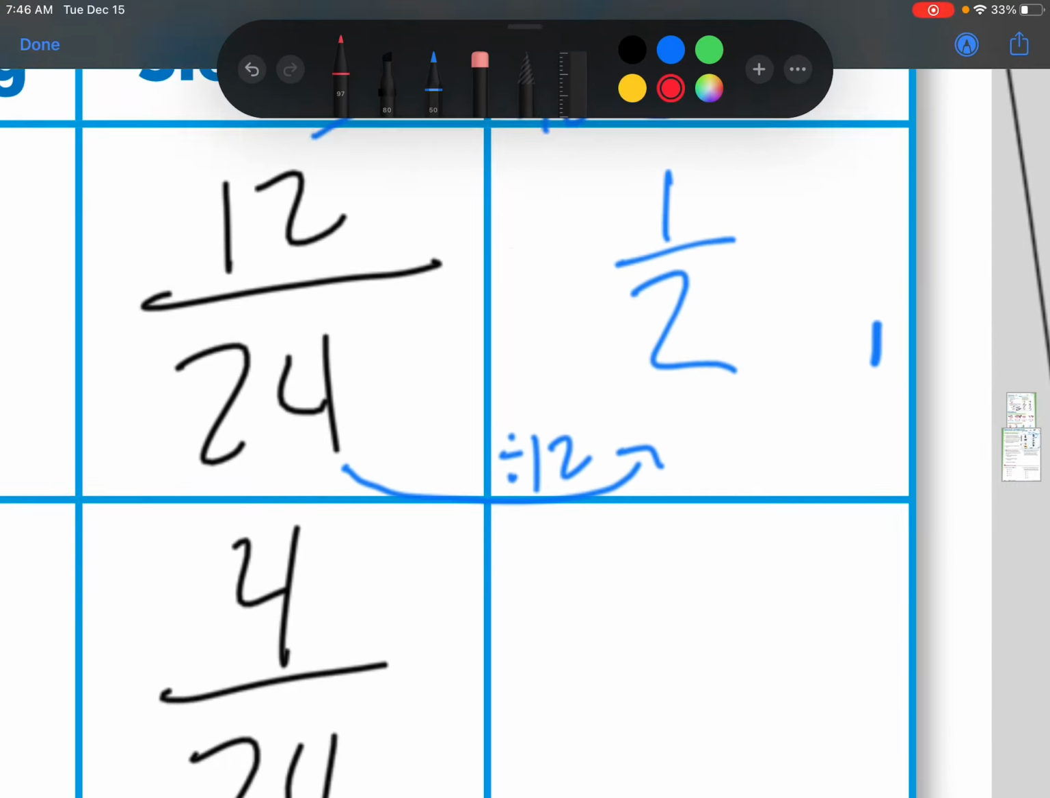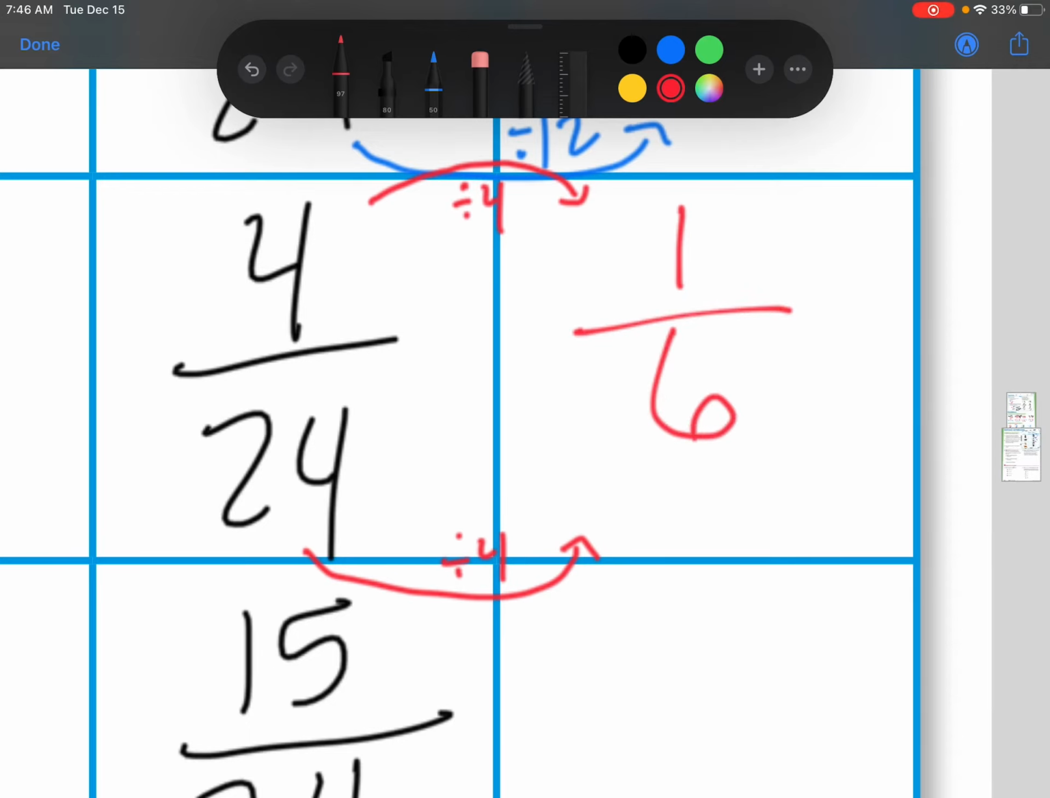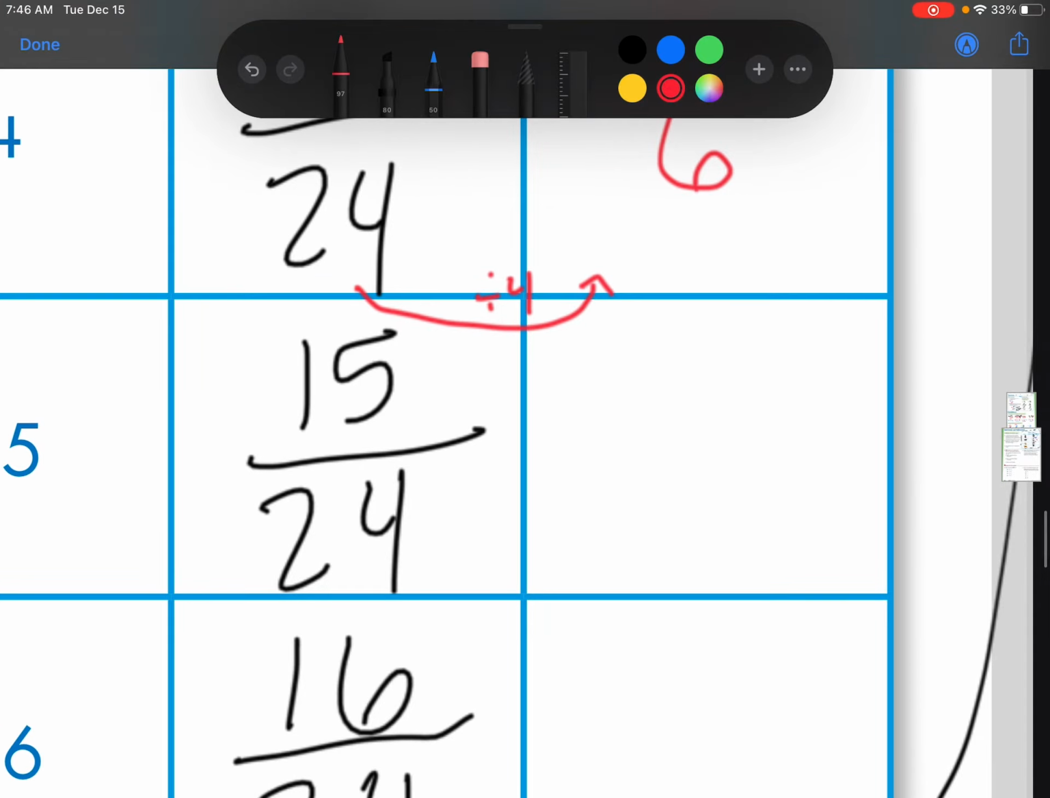Now let's head to this next one. Well, again, like so many of our problems, there's many answers we could put here. This one I noticed right away, I can divide it by 4, because I can also divide that denominator by 4. So what would that be? 4 divided by 4 is 1. 24 divided by 4 is 6. So there's another answer we could have. We could also have 2 twelfths if we wanted.